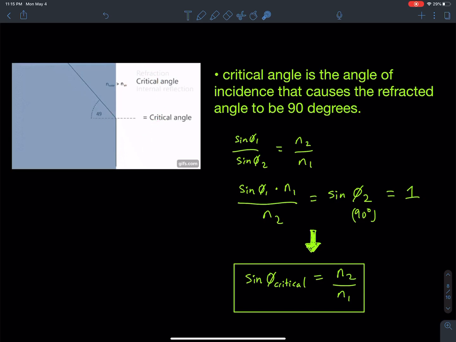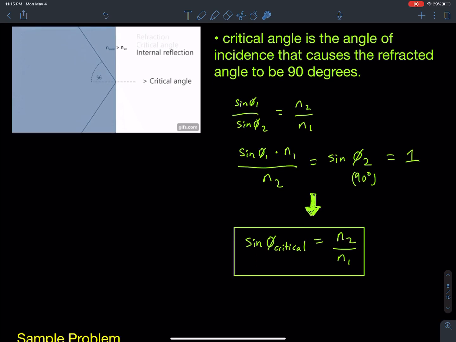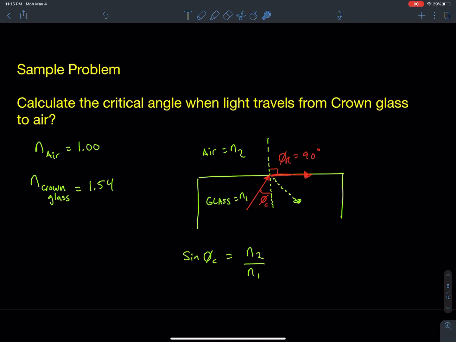All right, well, let's try a different material. What would happen if I changed water to something that has a higher refractive index? So here's a sample problem where we're going to calculate the critical angle when light travels from crown glass, something that we'd use in a fiber optic, to air. In order to get that going, we first have to write down some information that we know. The refractive index of air is 1.0. The refractive index of crown glass is 1.54. I got this from your textbook.